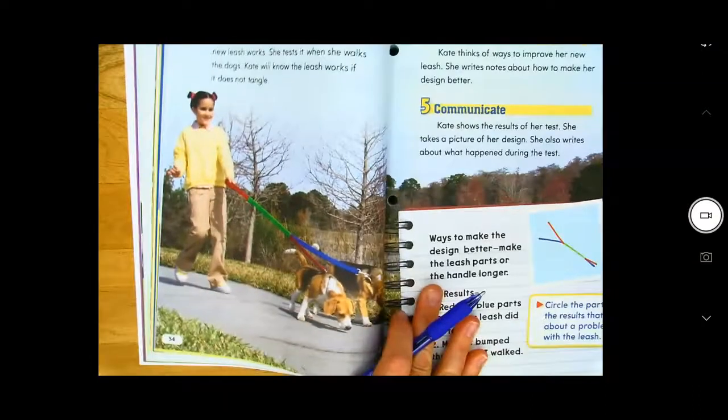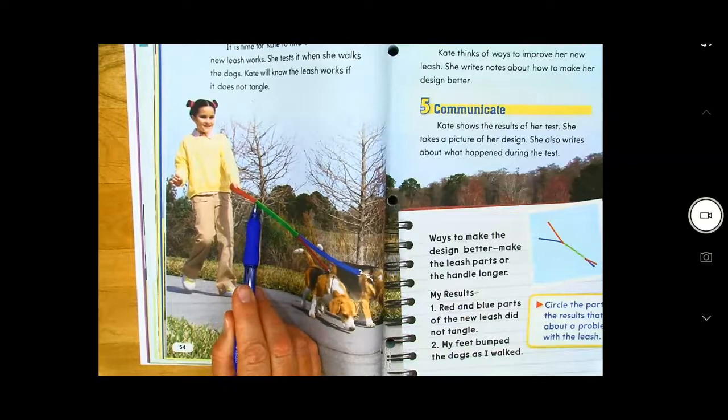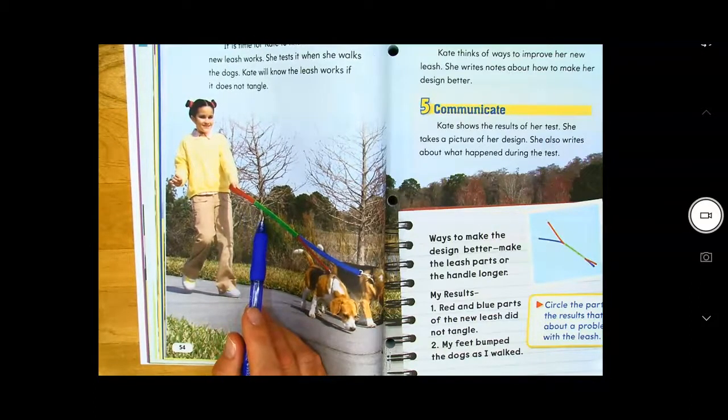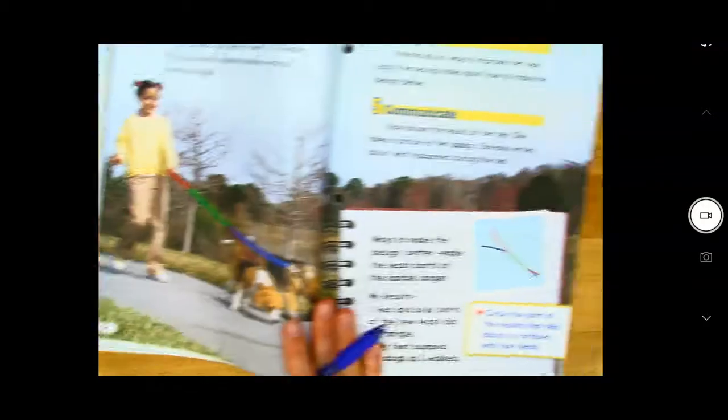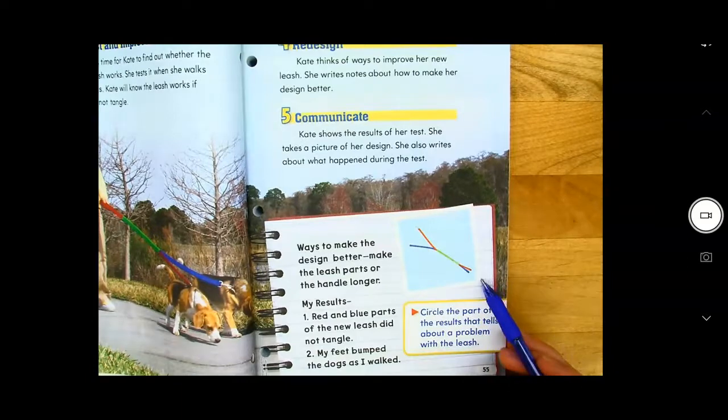Okay, so she wrote down what happened. She realized that maybe this was too short, so next time she'll make it longer. Okay, and that's how she'll make it better. She took a picture and put it in her notebook.